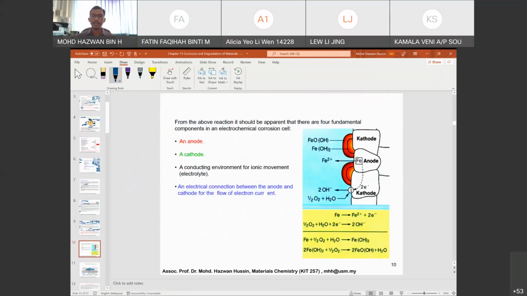All right. So this is just a repetition of what we have explained just now. In this case, oxidation will occur at the anode. Reduction will occur at the cathode. The environment will always be referred to as the electrolyte. The connection between the anode and cathode will produce this electrochemical effect. It will be assumed to be an electrochemical corrosion cell.